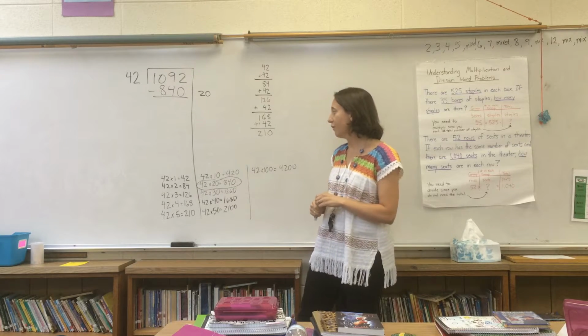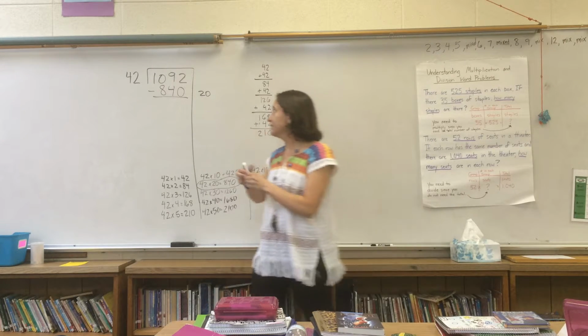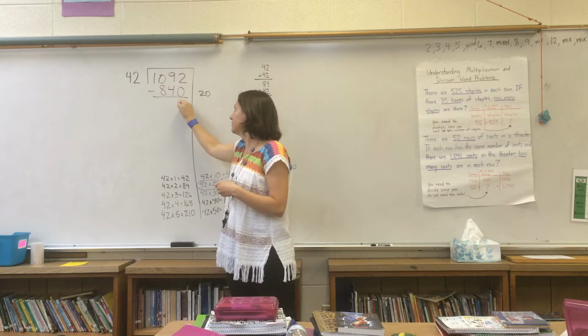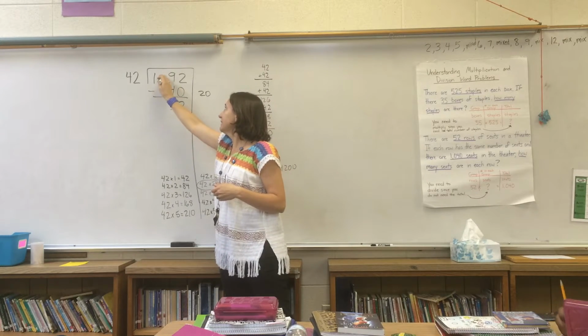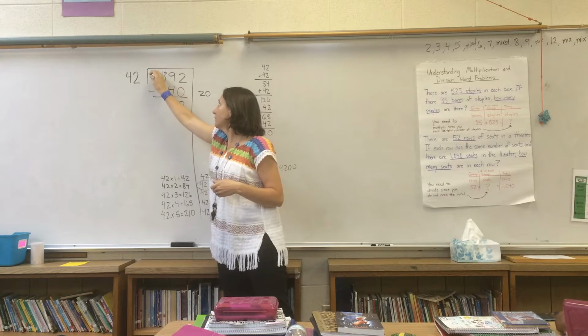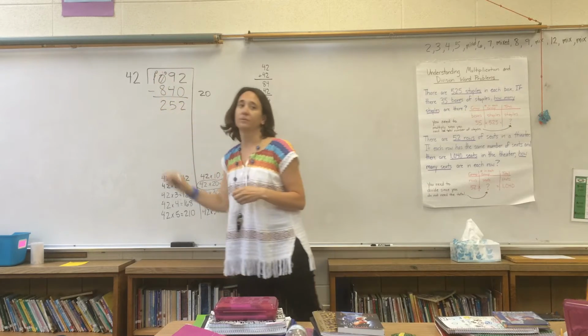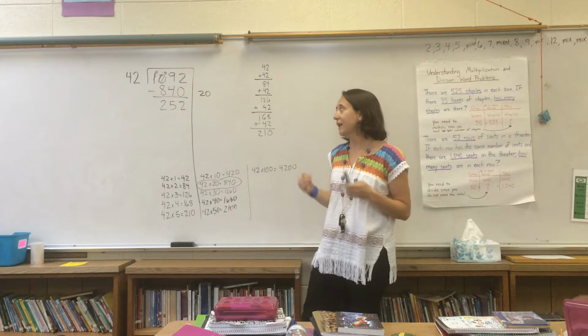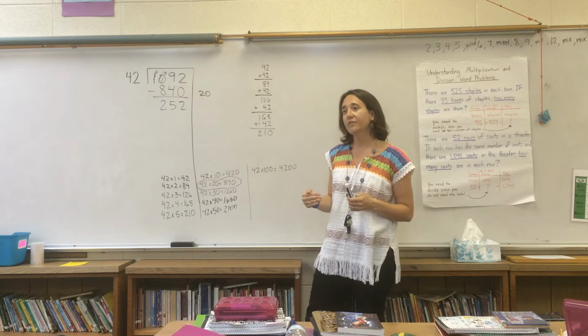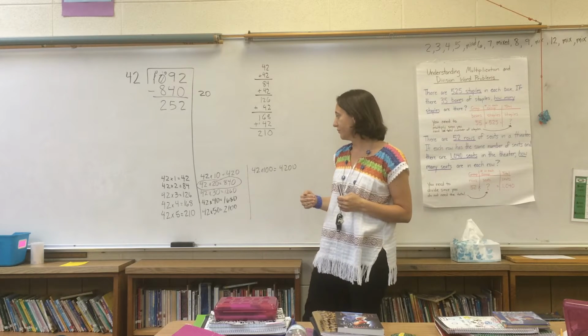Does that make sense so far? Okay, now I've got to subtract. 2 minus 0 is 2. 9 minus 4 is 5. I got to borrow here. 10 minus 8 is 2. Now, I need to know the largest number that I can now take out of 252.